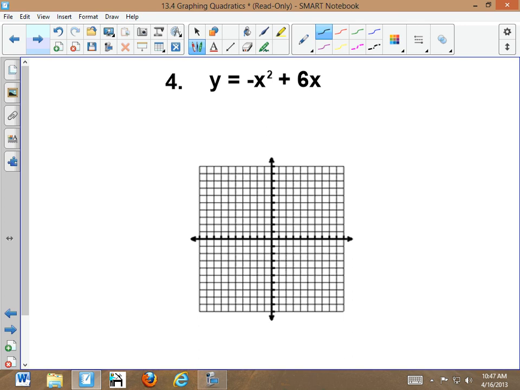Okay, look, you don't see a constant. So that means this is negative x squared plus 6x plus 0. Okay?